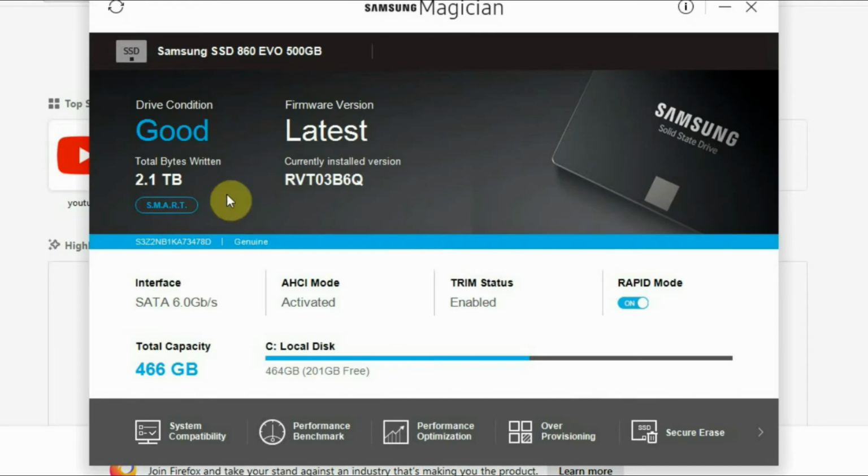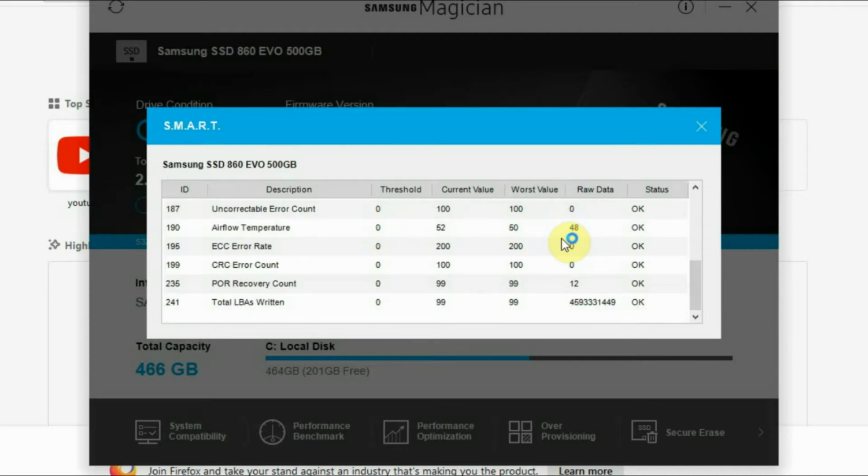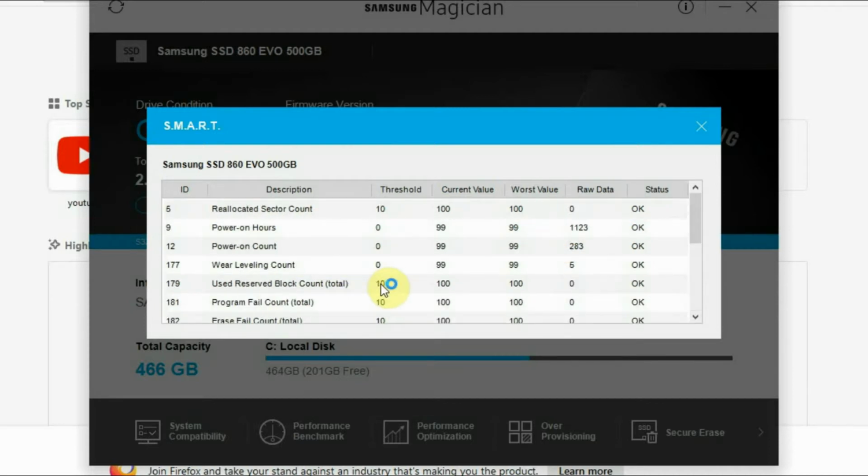Stay ahead with automatic updates, check drive health and speed, and enable speed boosting Rapid Mode, all with one simple download. Inspect your SSD and access critical data to detect possible drive failure before it happens.